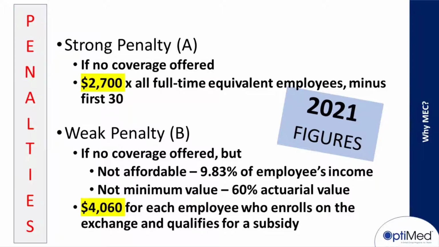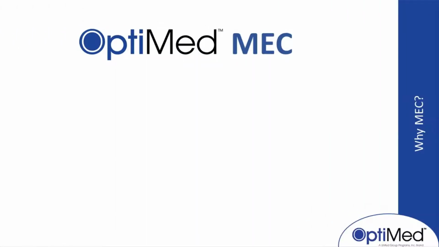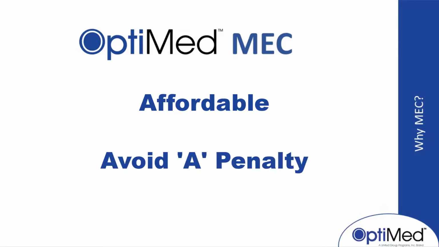So if you want to satisfy both laws, or both requirements, I should say, if you want to satisfy the A and the B penalty, you have to offer something that qualifies as minimum essential coverage, that it is affordable, that meets the 9.5% rule, and that has a 60% actuarial value or better and constitutes minimum value, an MVP plan. If you do all that, then the ACA says you're good to go. So that's what we decided to do with our MEC program, is make it affordable to the employer, get them out of the A penalty, and it's just a simple math equation, which we'll get into.